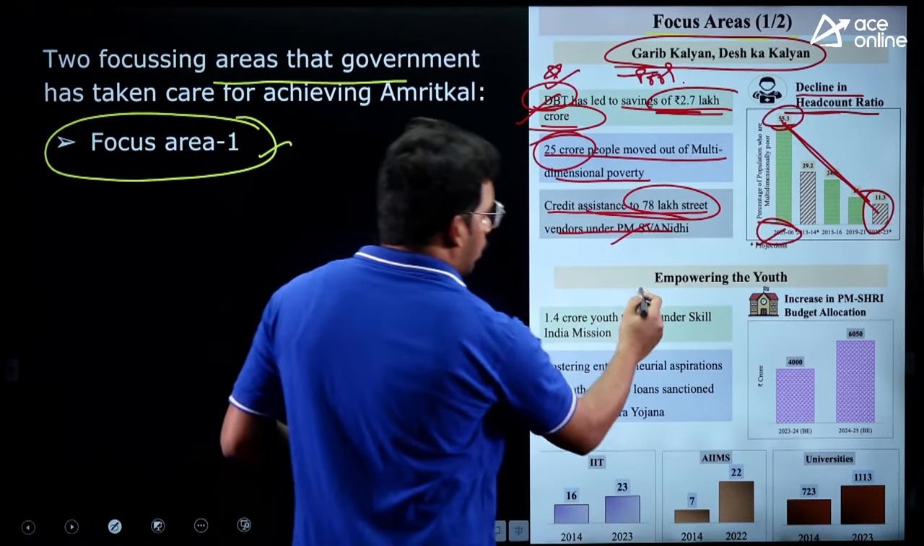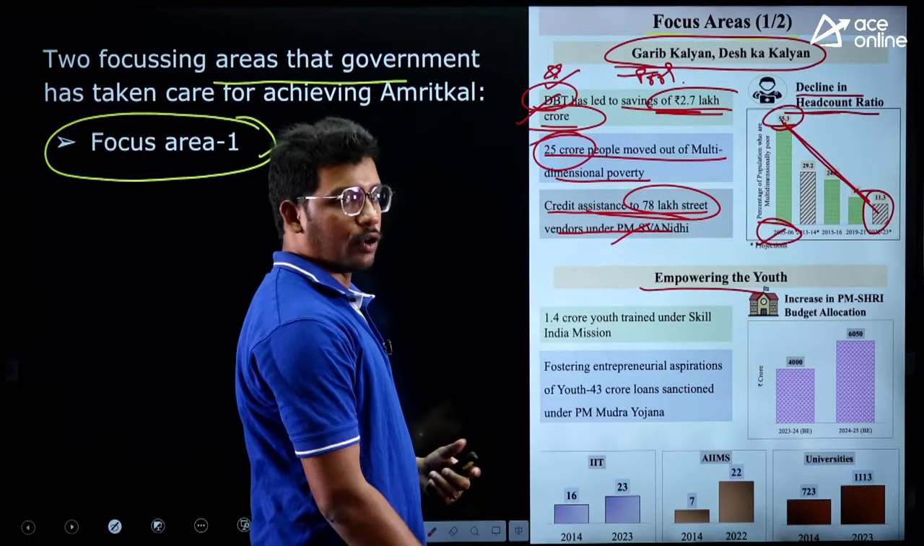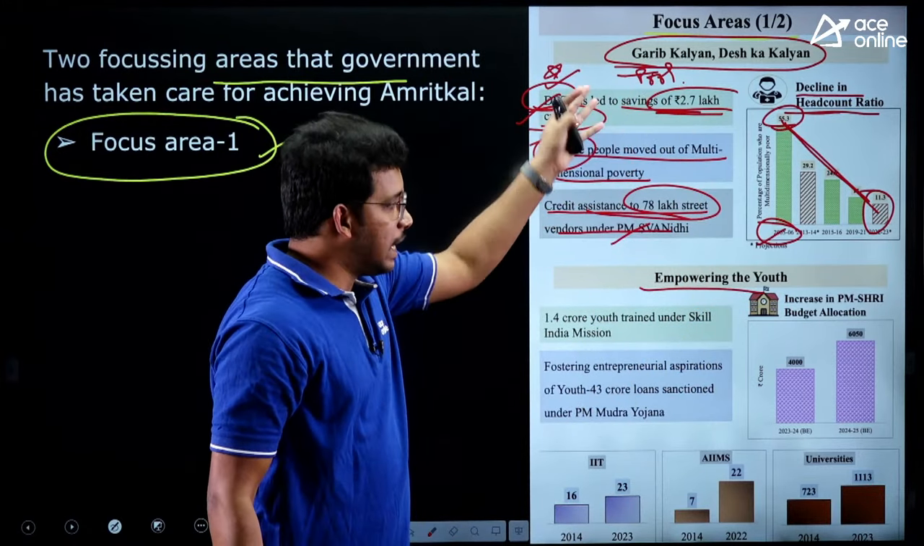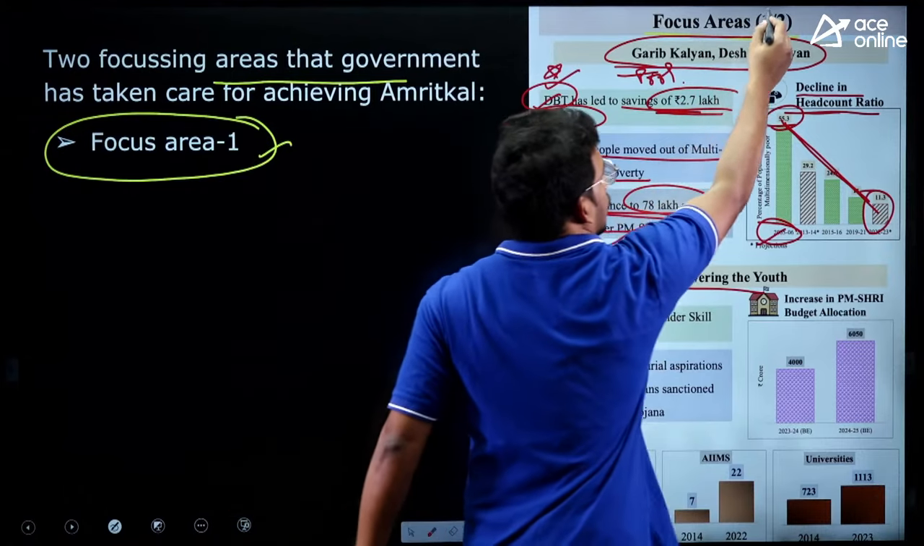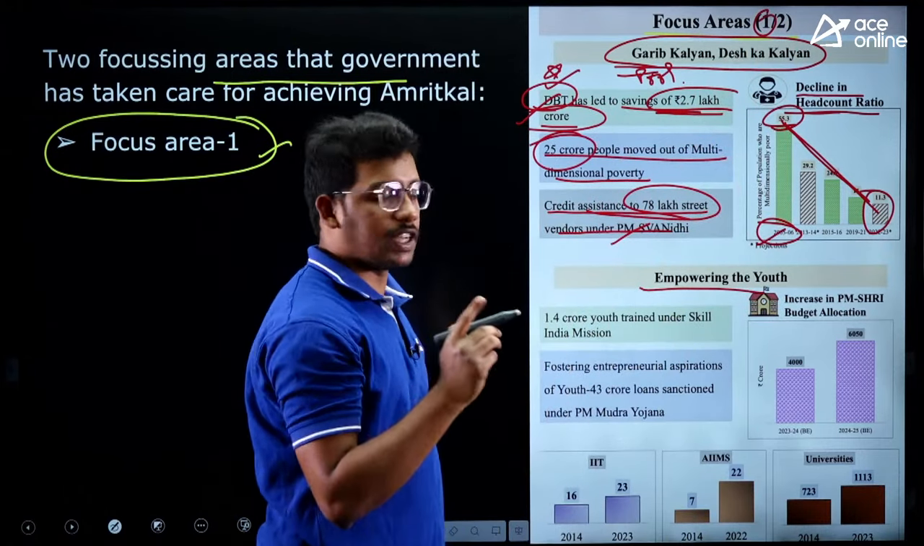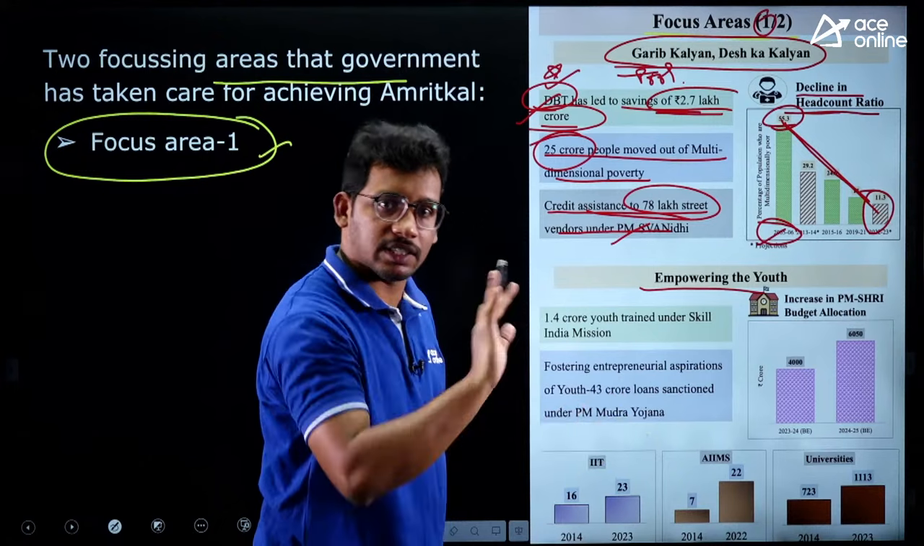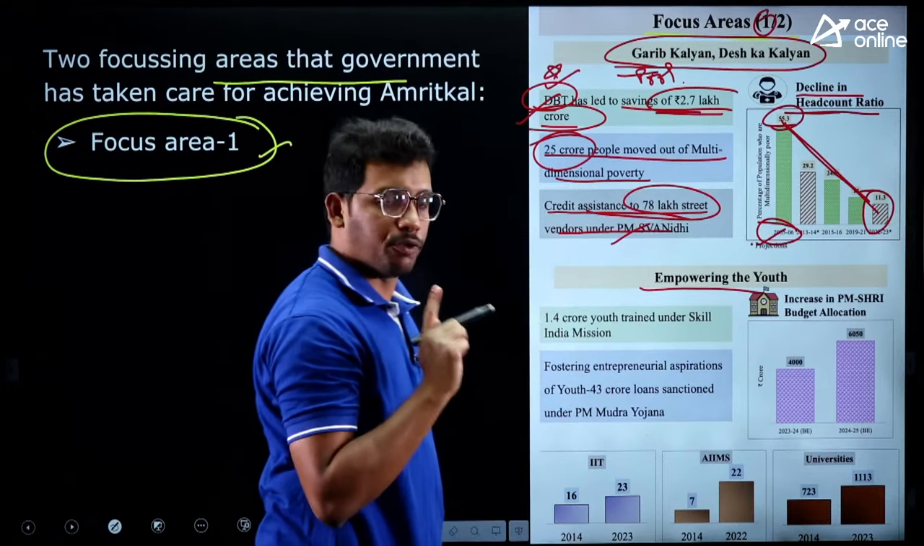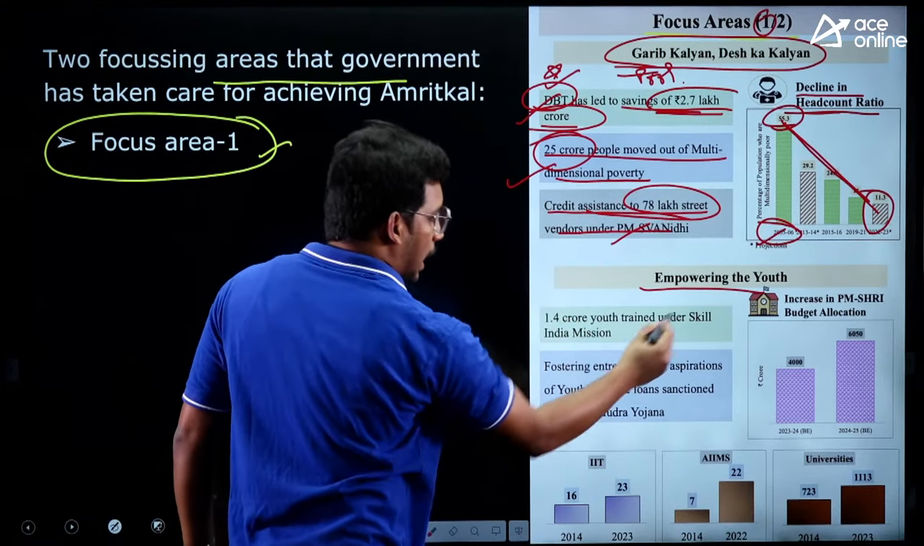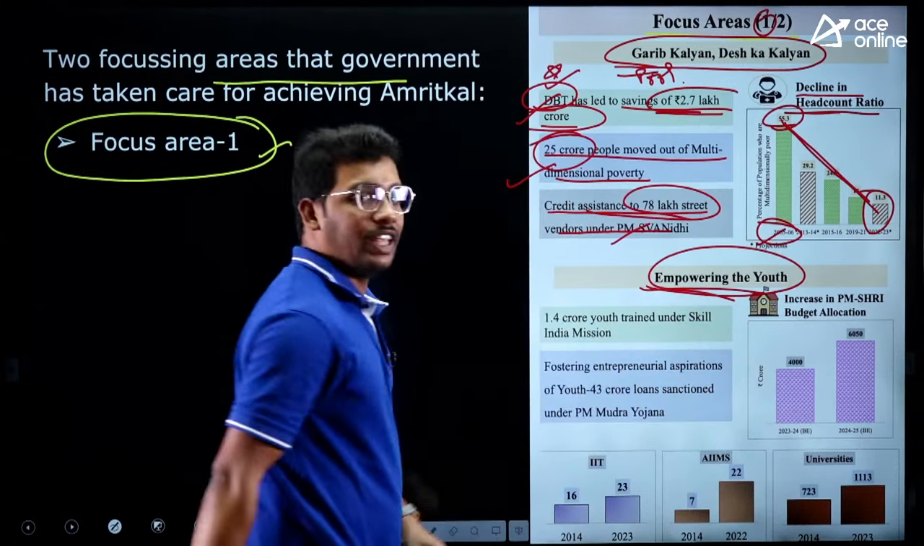Finally, empowering youth. In this first focus area, poor was the first focus, and this is the second under the first one. So there are two focus areas. This is one area; next slide is the other area. Within this first focus area, there is the poor, and then now focusing on youth.